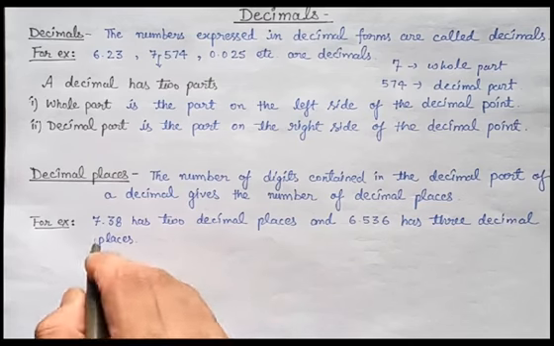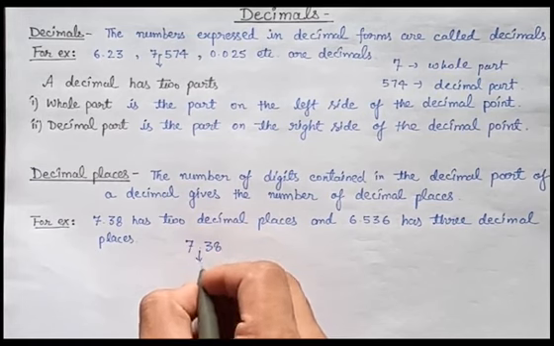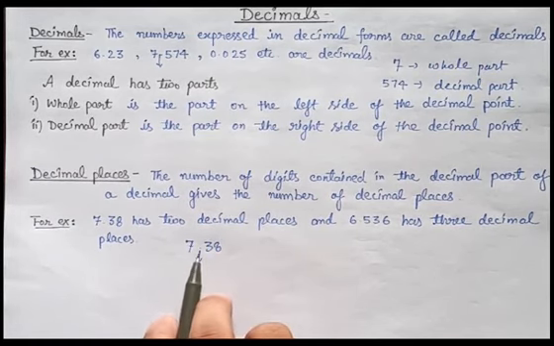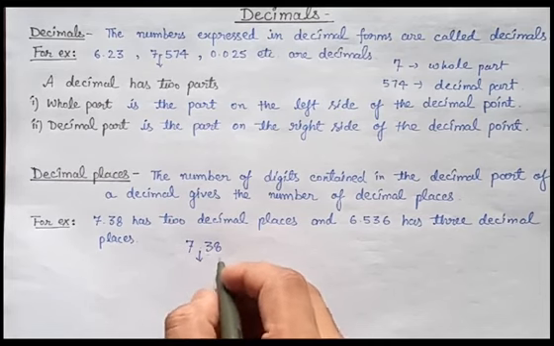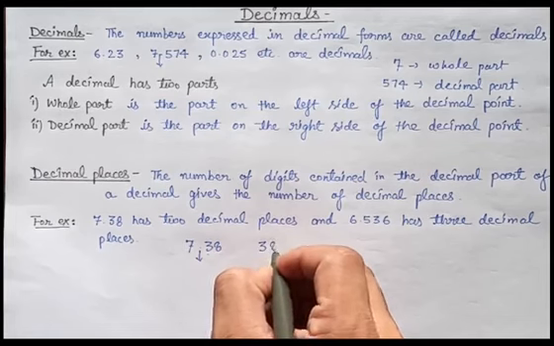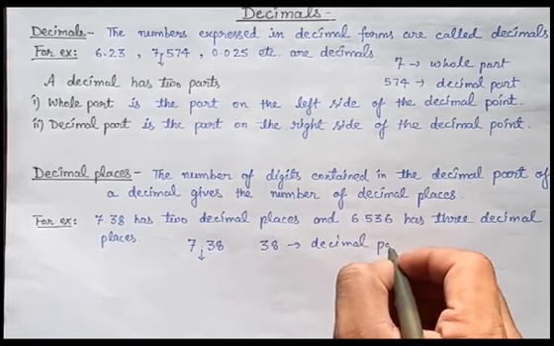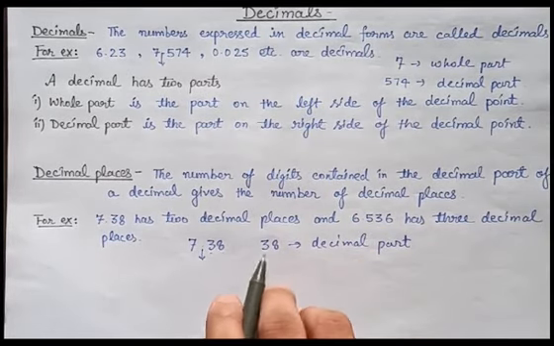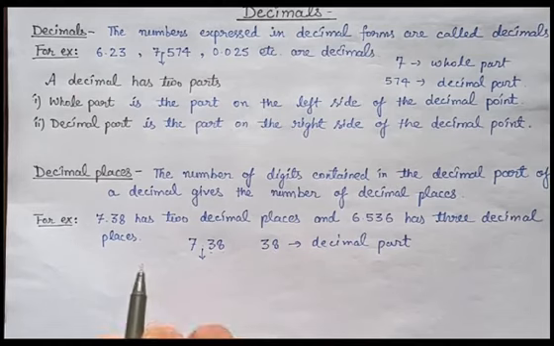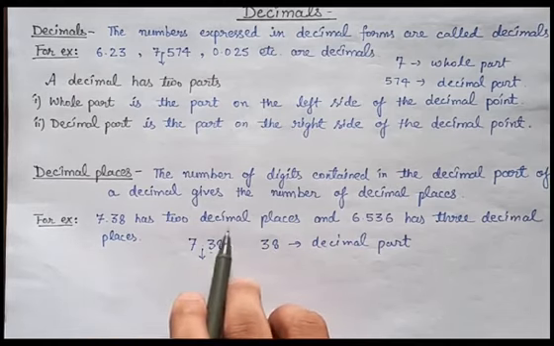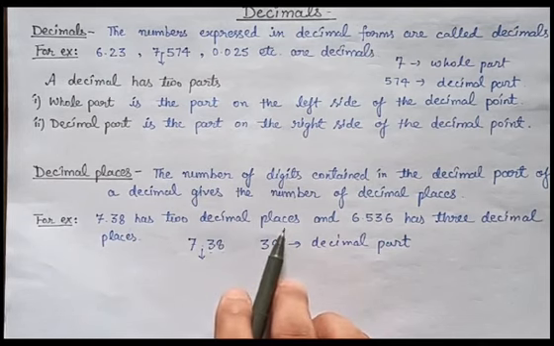How? Let us see. So in first example 7.38, you can see this is our decimal point, and right side of the decimal point is 38. So this 38 represents the decimal part. So 38 is the decimal part. And in this decimal part, you can see there are two digits, 3 and 8. So we can say the decimal places in this given decimal is 2. That's why 7.38 has 2 decimal places.